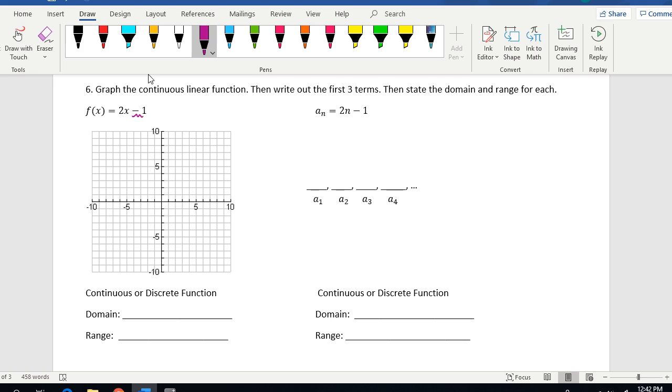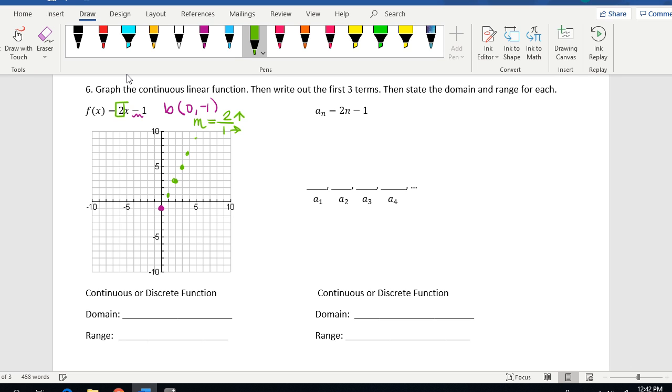So right here, this is in slope-intercept form, y equals mx plus b. So my b is my y-intercept. So I'm going to graph a point at -1. And my slope is 2, 2x, so 2 over 1. So I'm going to rise 2 and go to the right 1. So rise 2, right 1, rise 2, right 1, rise 2.